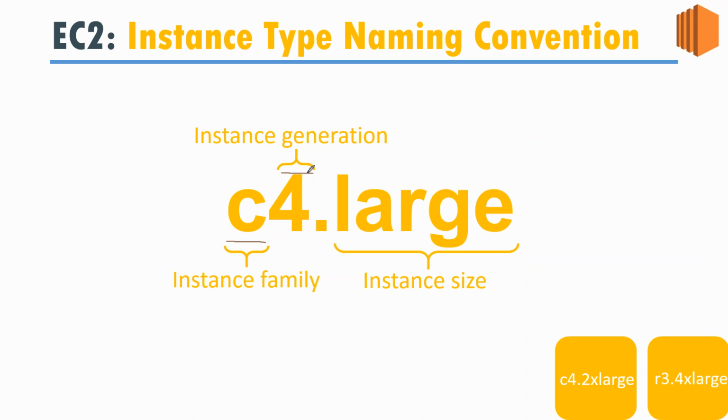Earlier there were C3 and C2. Now we are in C4. And finally, when I say large, it means that there is one CPU here. When we say 4x large, that means 4 times the base model size. So that is how it goes all the way up to 8x large. So that is how the different sizes look like.